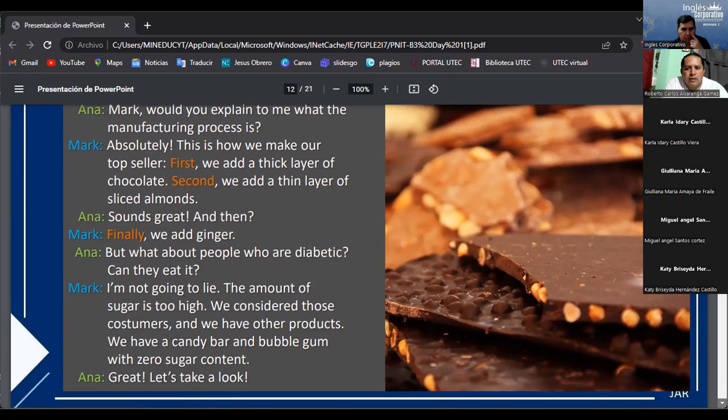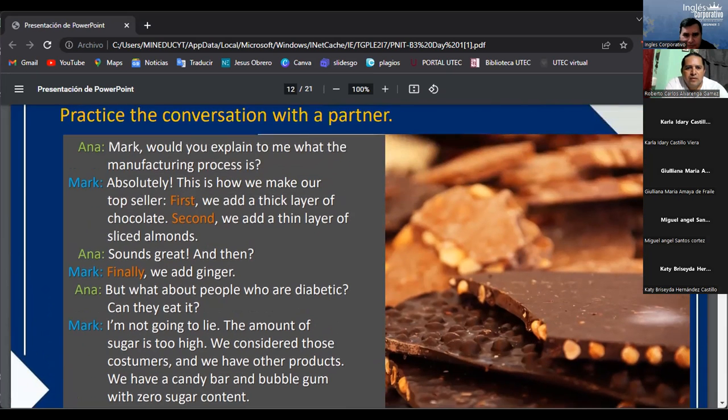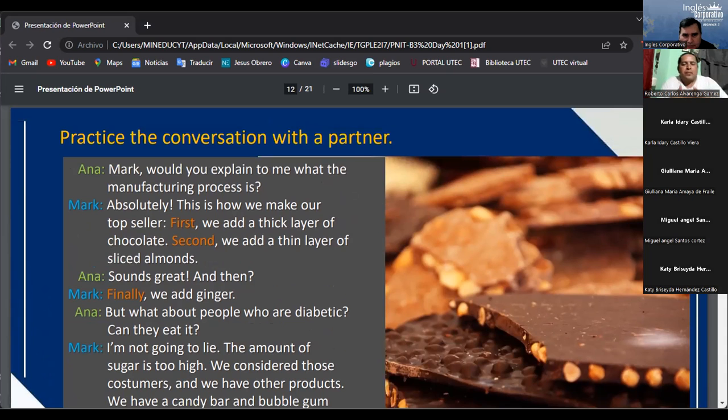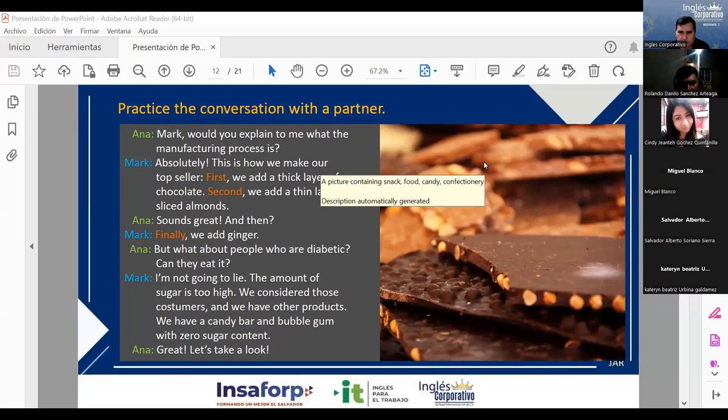The amount of sugar is too high. I'm not going to lie. We consider those customers and we have other products. We have a candy bar and bubble gum with zero sugar content. Great. Let's take a look.